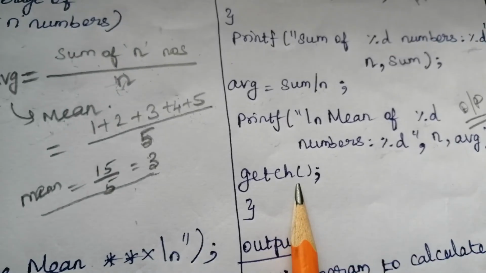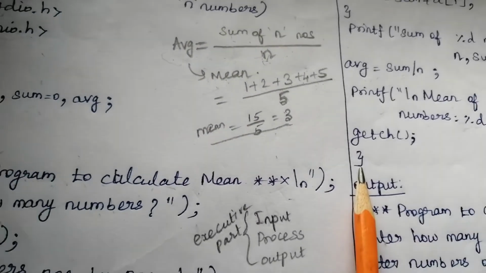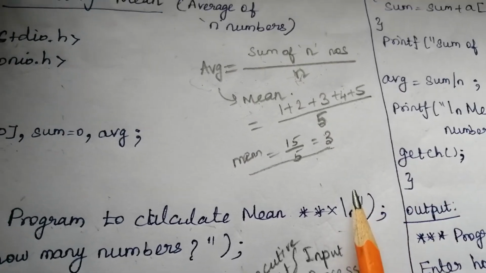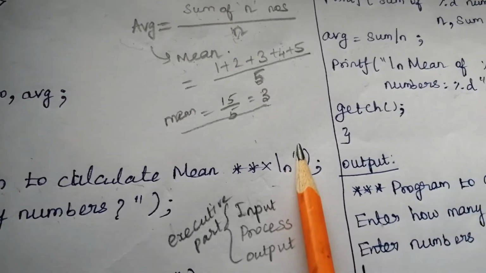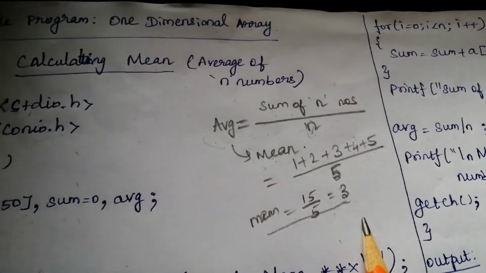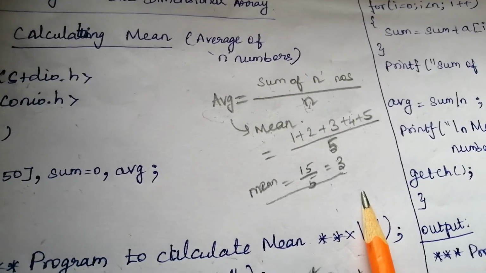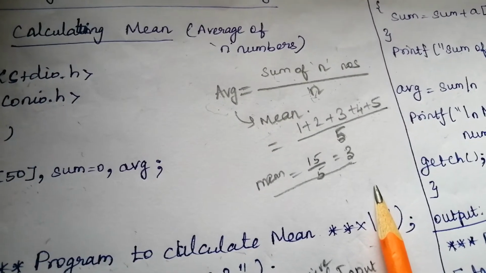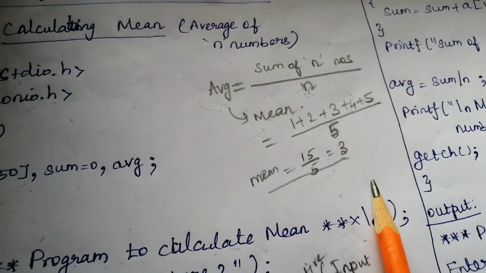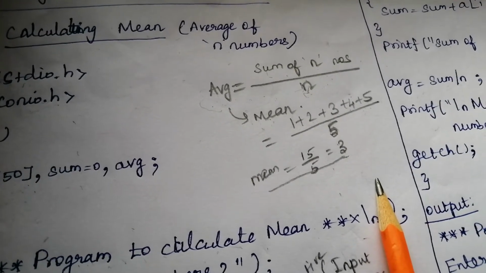Then we have to give the getch function and then you can close the main function. So this is what the statements for calculating the mean value. Once you have written all the statements, you have to save the program with the help of the shortcut key F2. There you can provide the name like filename.c. .c represents the extension for a C program.